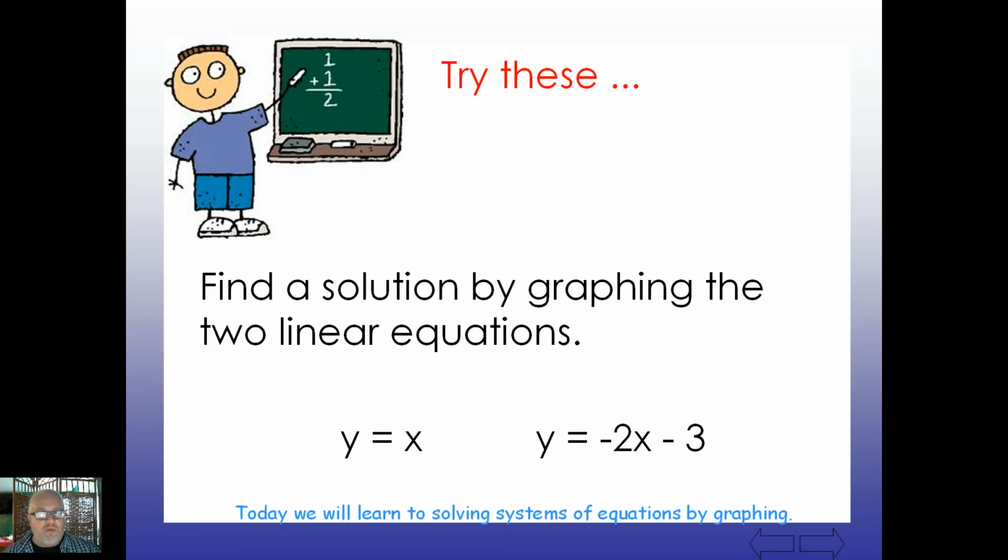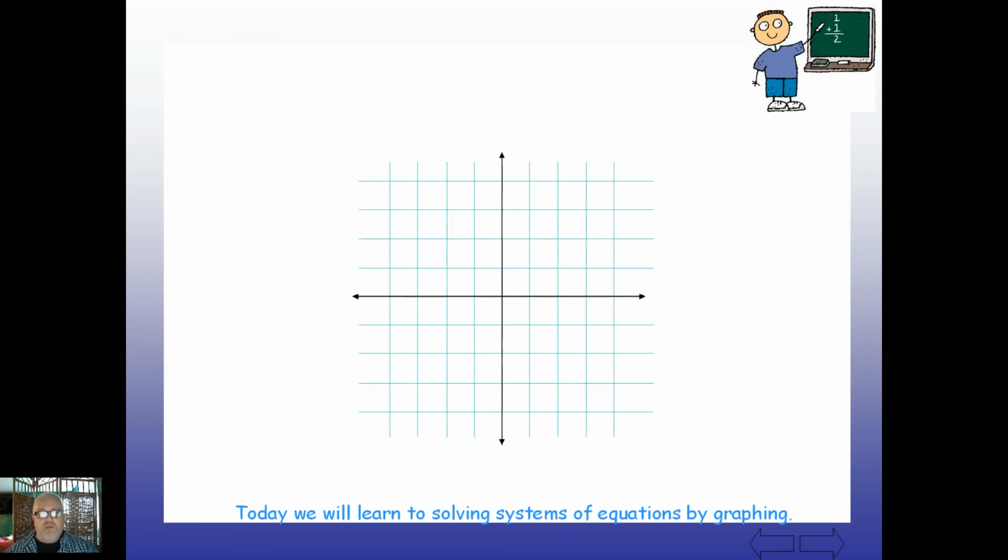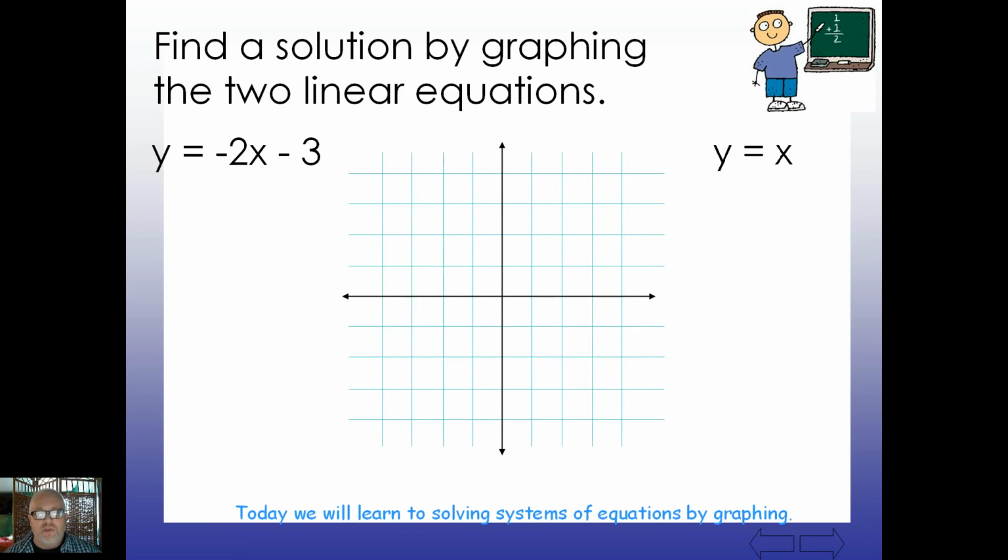Alright, find a solution by graphing the two linear equations. So we've got y equals x and y equals negative 2x minus 3. So let's see what we got here. Find a solution. So on the left-hand side, I've got y equals negative 2x minus 3. So here's where we start. We start with the y-intercept. The y-intercept here is -3 with a slope of -2 on the left side.